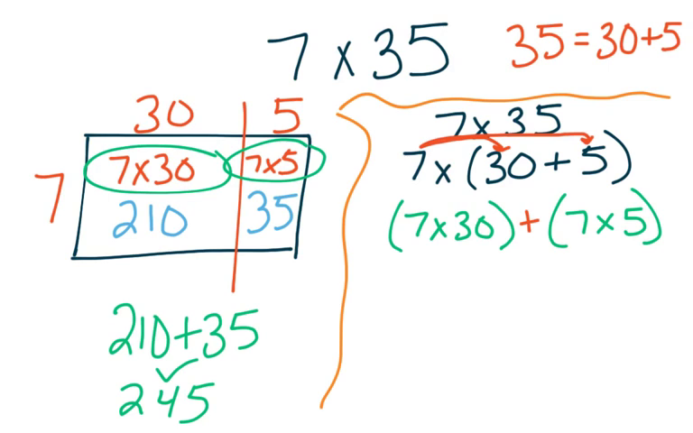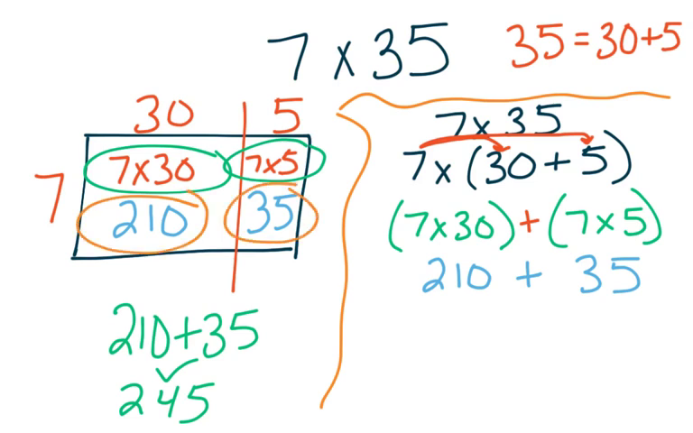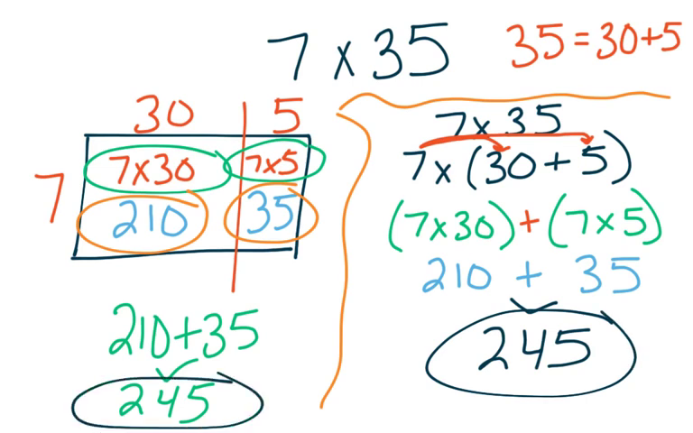Now we're going to go ahead and multiply to find our partial products. Here we get 210 plus 35. Again, this is exactly the same as our area model. We got the same exact partial products, 210 and 35. Our last step is going to be to add 210 plus 35, and we get 245, which is exactly the same as we got using our area model. This method over here is called expanded form, or we're really using the distributive property to break our number apart and distribute our 7 into our 30 and our 5, but we get the same answer.